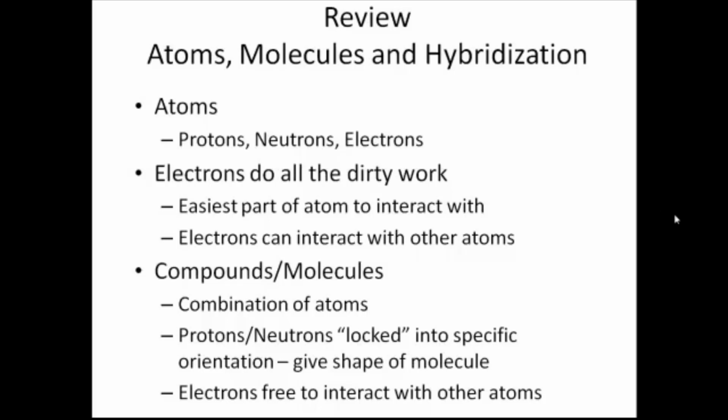Compounds and molecules, it's the combination of atoms that create the compounds and molecules. The protons and neutrons are essentially locked into a specific orientation that gives the shape of the molecule itself, but the electrons are free to interact and roam around all the other atoms. So they're not just static on one atom, they're actually interacting all throughout the entire molecule and moving around.